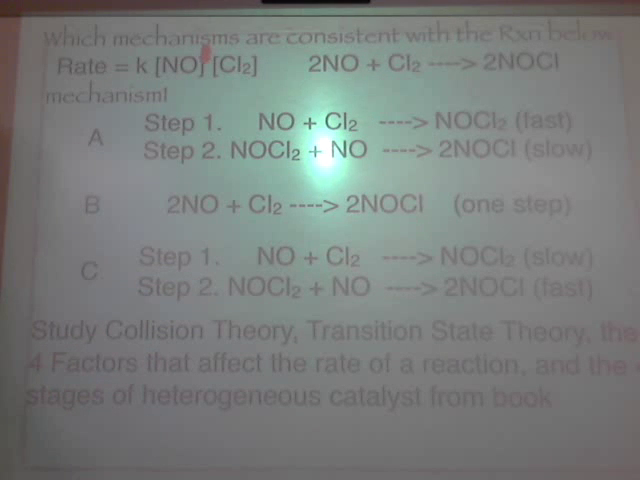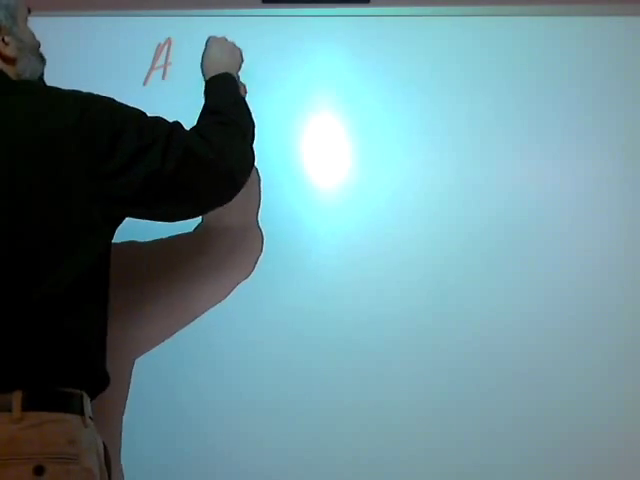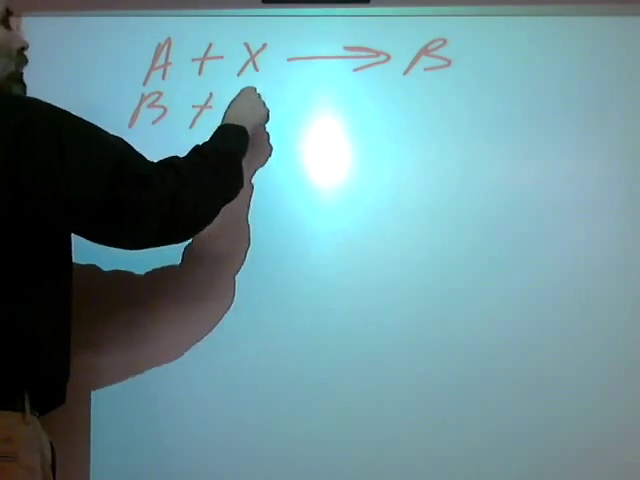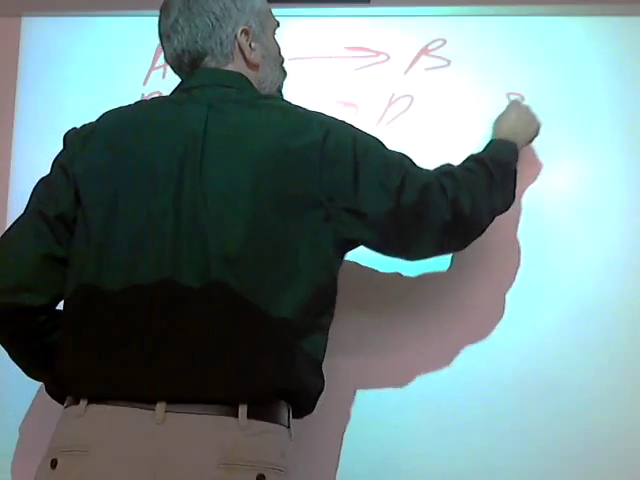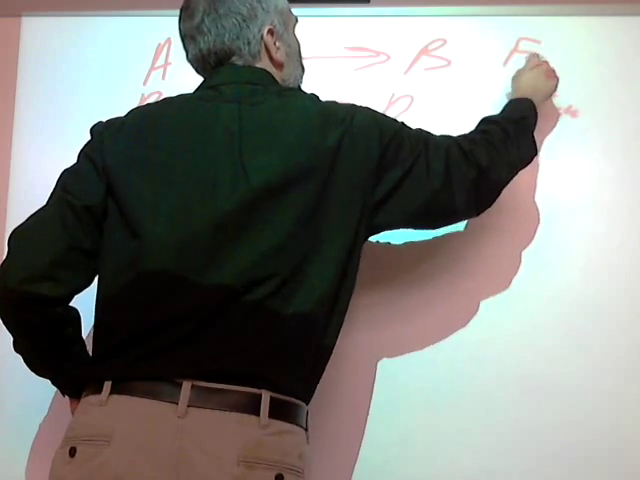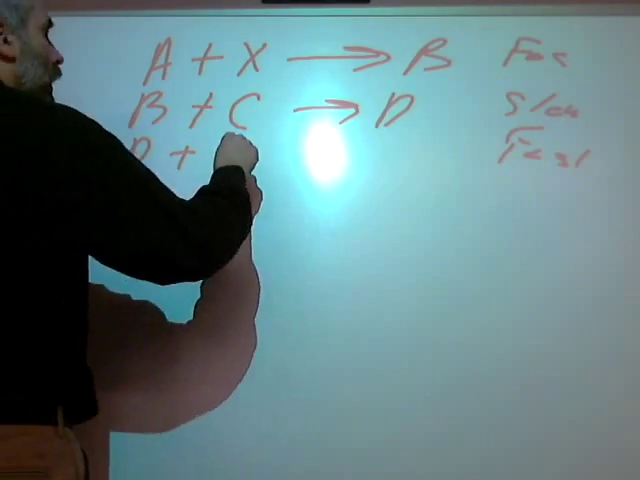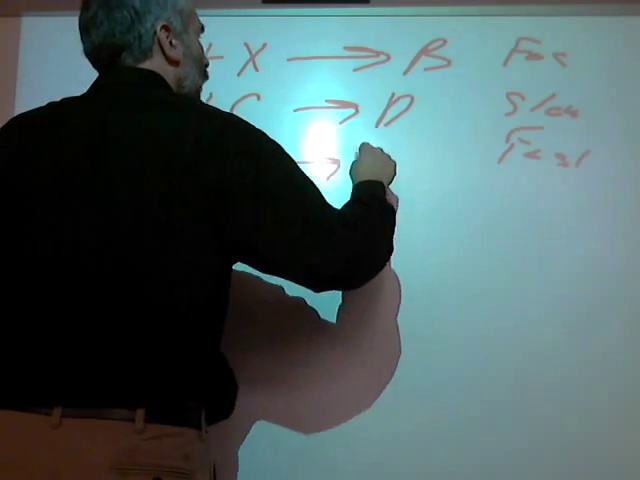Got it? All right. Now let me just draw, because for the people who are at home and watching this, let me draw that guy over here, because that's the last one I wanted to talk about. So A plus X yields B. I hope you all got a chance to do this one. B plus C yields D. This guy's a slow step. This guy was a fast step. This guy's a fast step. And then D plus E yields F plus A.